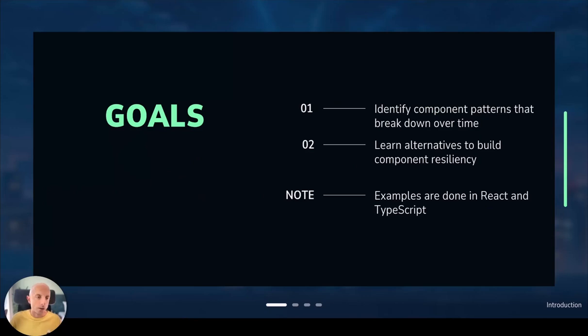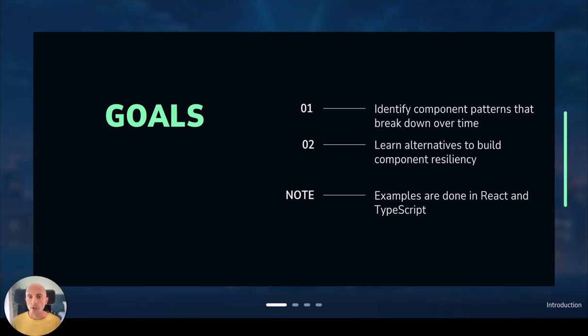Our goals for today are going to be identifying patterns in components that break down over time, whether content changes, product scale, teams change, patterns within components that tend to just not hold up and create technical debt. We'll then learn alternatives to those patterns that tend to hold up more resiliently over time, be more resilient to change, and support changes within a product, changes within a team.